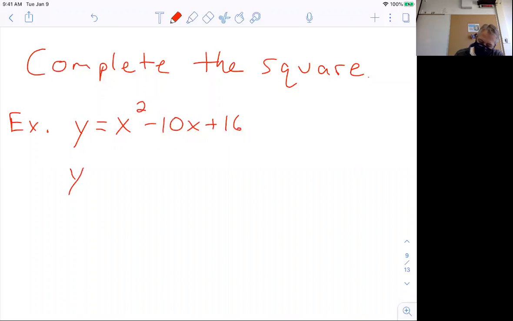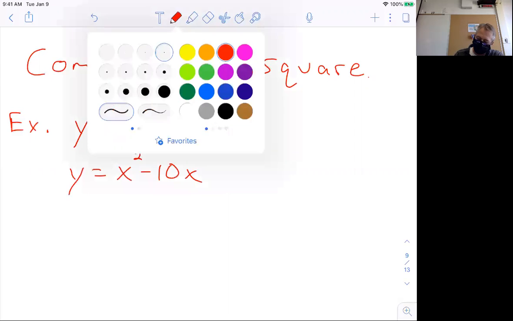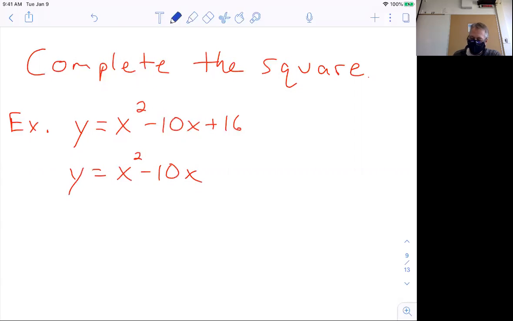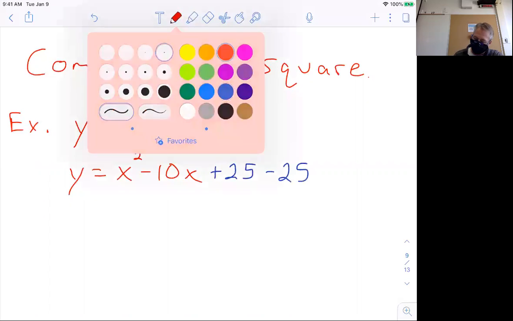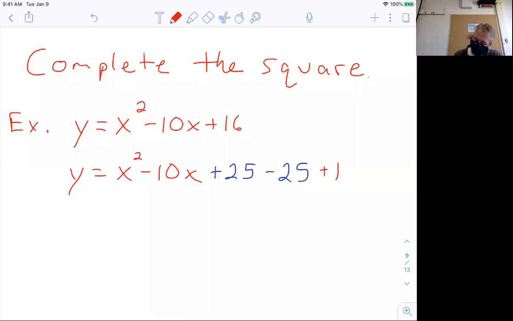So my next line, I'm gonna write y equals x squared minus 10x. And then, since 25 is the magical number, and again, I got that by taking half of that and squaring it. So half is -5, -5 squared is 25. I'm gonna write plus 25 and then minus 25. So I write plus the magic number and then minus the magic number. And then don't forget I have plus 16 on the end.